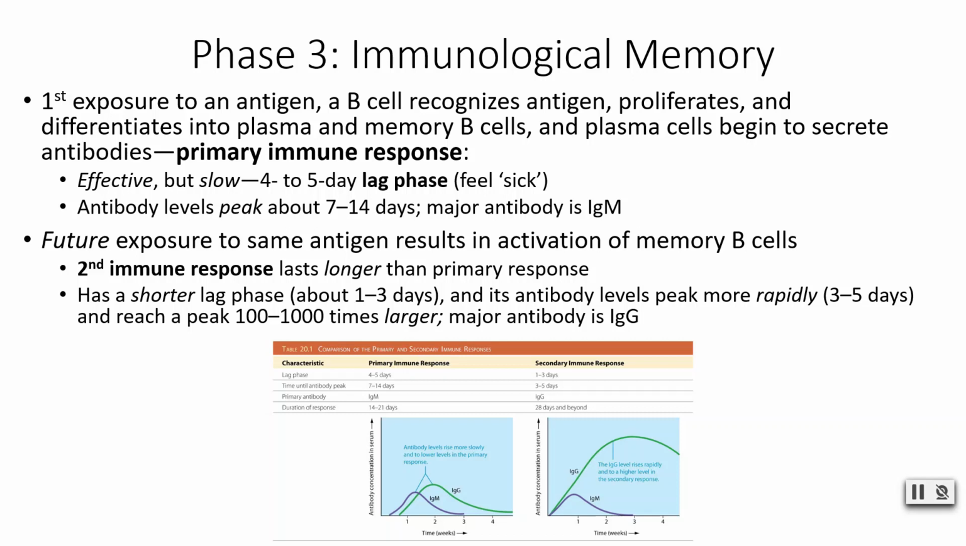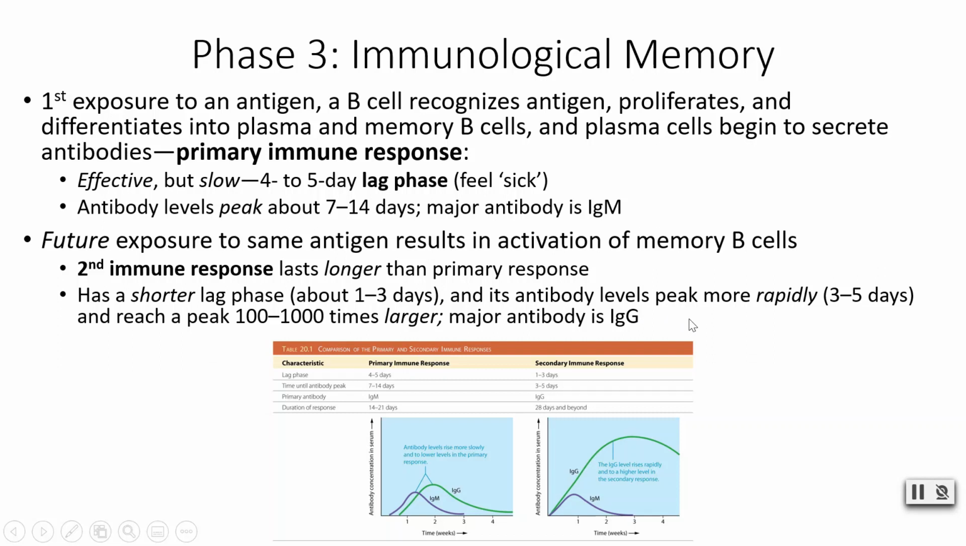Now, if we see that exact same antigen or that exact same pathogen a second time, those memory B cells, their job, remember, is to remember. Like, that's all we're doing, we're remembering. So the memory B cells are going to recognize, like, hey, I've seen this before. We're going to do a second immune response, which is going to last longer, and it's going to be stronger. Okay, we have a shorter lag phase. Instead of 4 to 5 days, now we're down to 1 to 3 days.